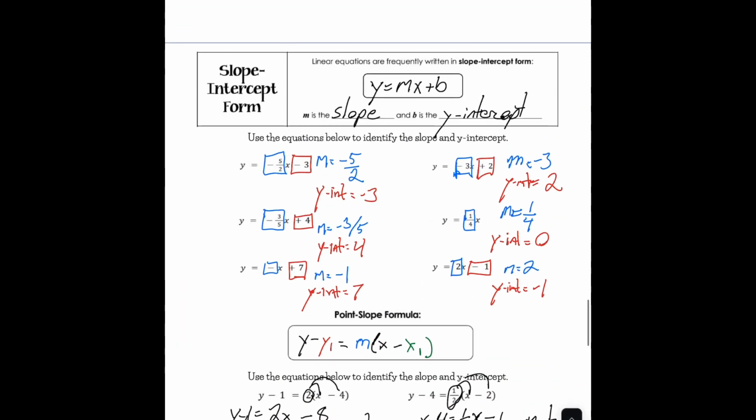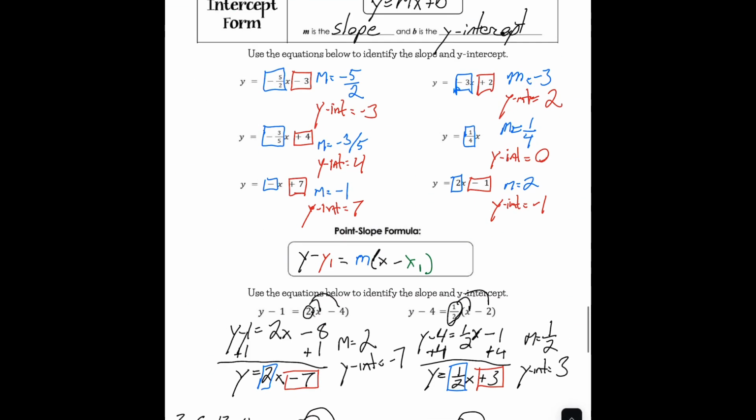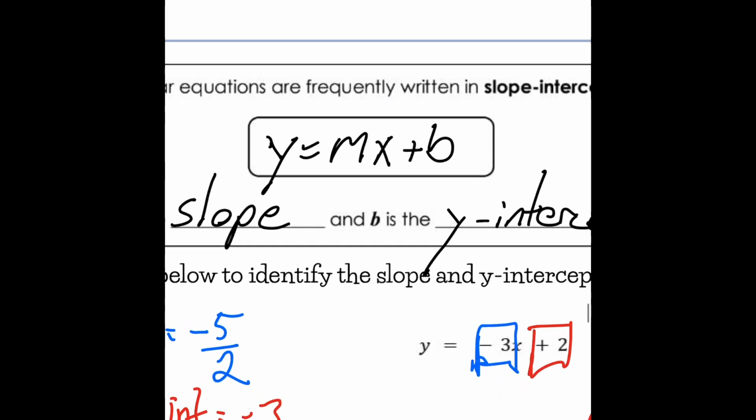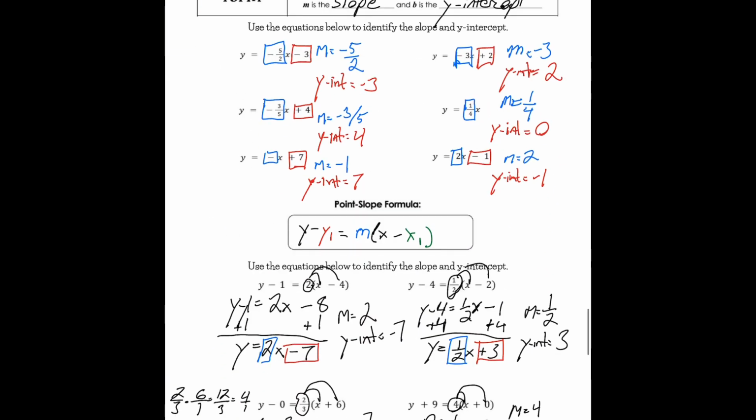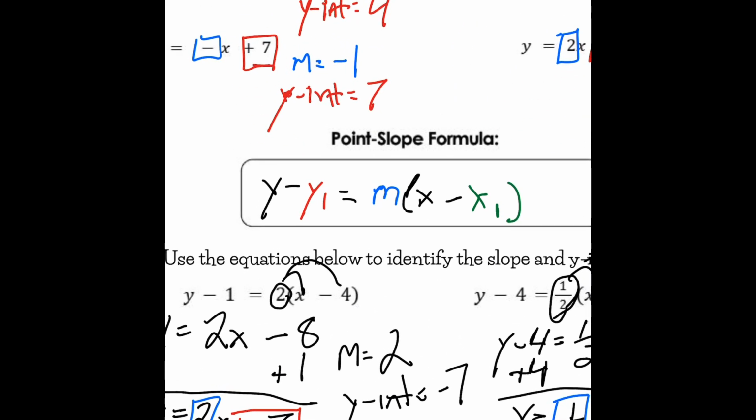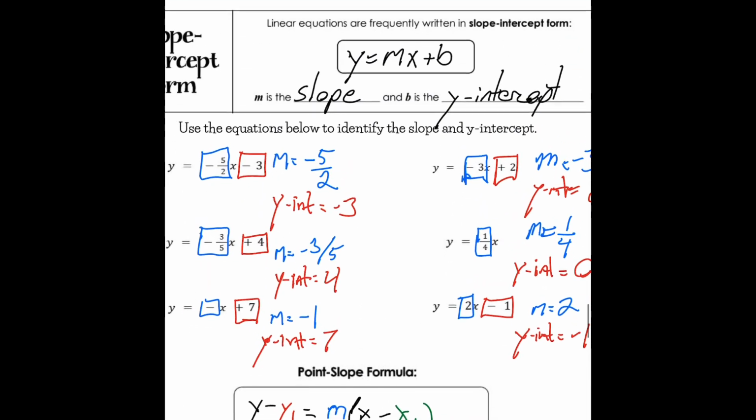All right, in our last video, we looked at slope-intercept form, y equals mx plus b. And we looked at our point slope formula, y minus y1 equals m times x minus x1. Just a quick review here.